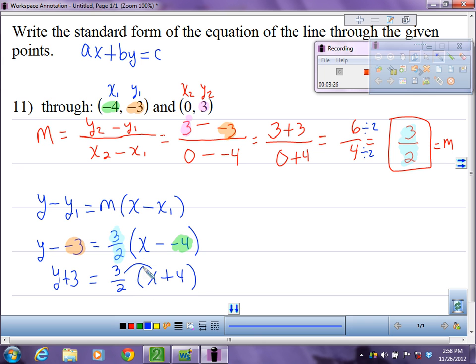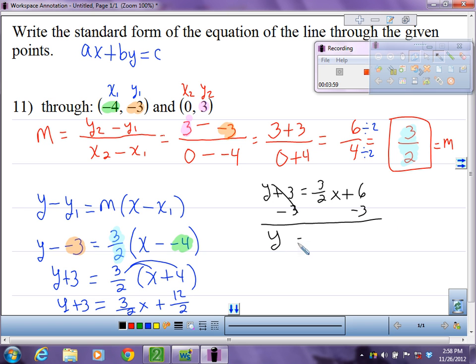I'm going to multiply these two right here using distributive property. So I end up with 3 halves x. And over here I end up with 12 over 2. Well, we know that 12 divided by 2 is a different color. That's 6. And I can easily bring this 3 across, right, to leave the y by itself. And I have my point slope formula, but the question says, give me the standard form.